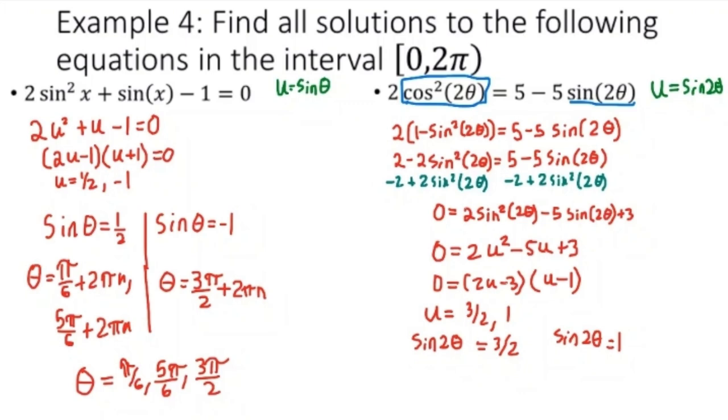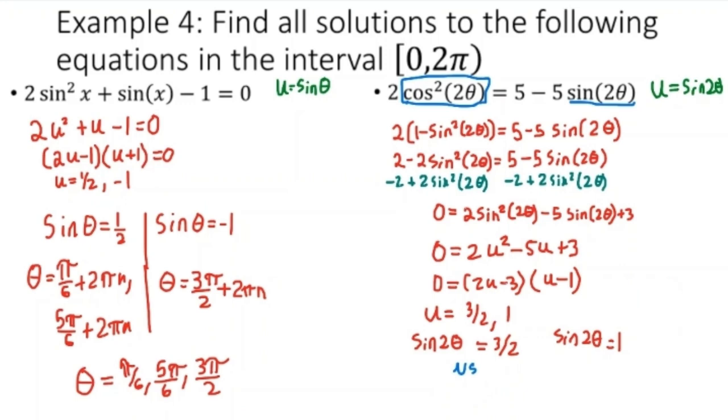If we look at the first equation, sine 2 theta equals 3 halves, what angle will cause sine to equal 3 halves? Well, if we look at the unit circle carefully, all the y values of any point on the unit circle are between -1 and 1. So is it possible for sine of any angle to ever equal 3 halves? No. So the first equation has no solution.